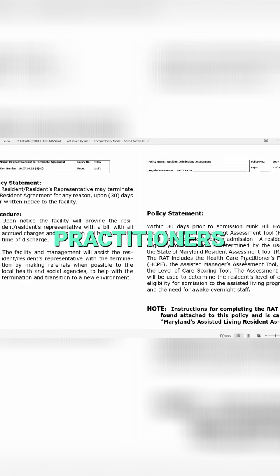Includes the healthcare practitioner's form, the assisted living manager assessment tool, and the level of care scoring tool. The assessment tool will be used to determine the resident's level of care, eligibility for admission, and the assisted living program, and the need to awake overnight staff.